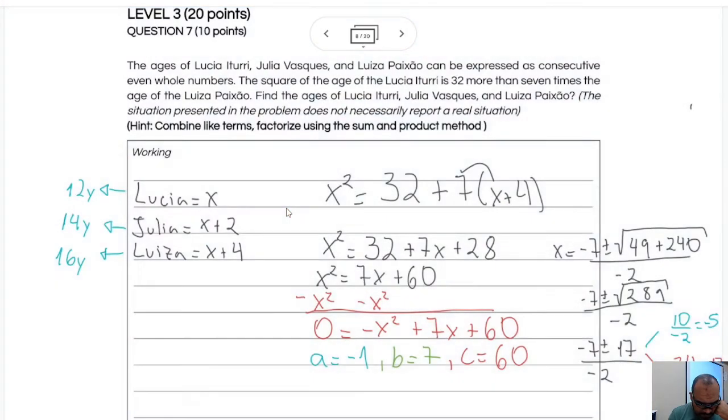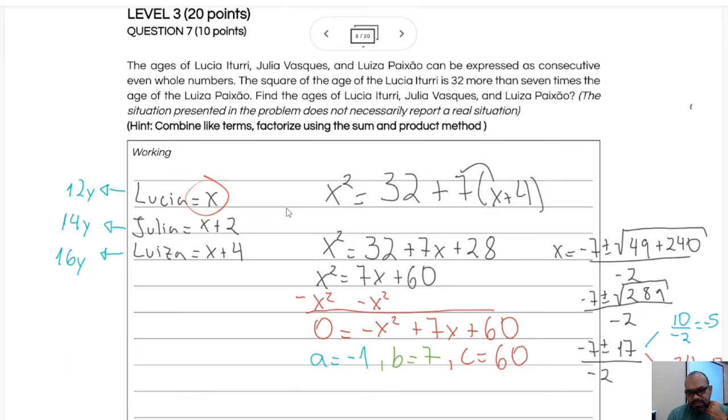Question 7. The ages of Lucia, Julia, and Luisa can be expressed as consecutive even whole numbers. The square of the age of Lucia is 32 more than 7 times the age of Luisa. Guys, first of all, who is Lucia, who is Julia, who is Luisa? Lucia, we know she is the youngest. Julia is the middle one, and Luisa is the oldest. How can we write those ages over here?